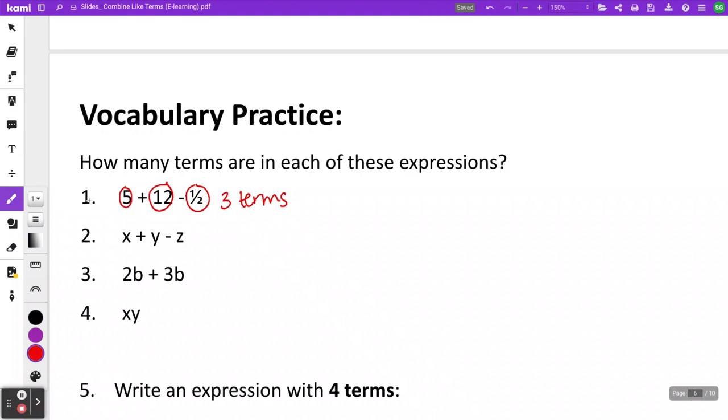I did number 1 for you, but I want you to go ahead and try numbers 2, 3, and 4. It's important to get this practice in to help you be ready for the rest of this lesson. So go ahead, pause the video now and try number 2, 3, and 4, and then come back to see how you did.